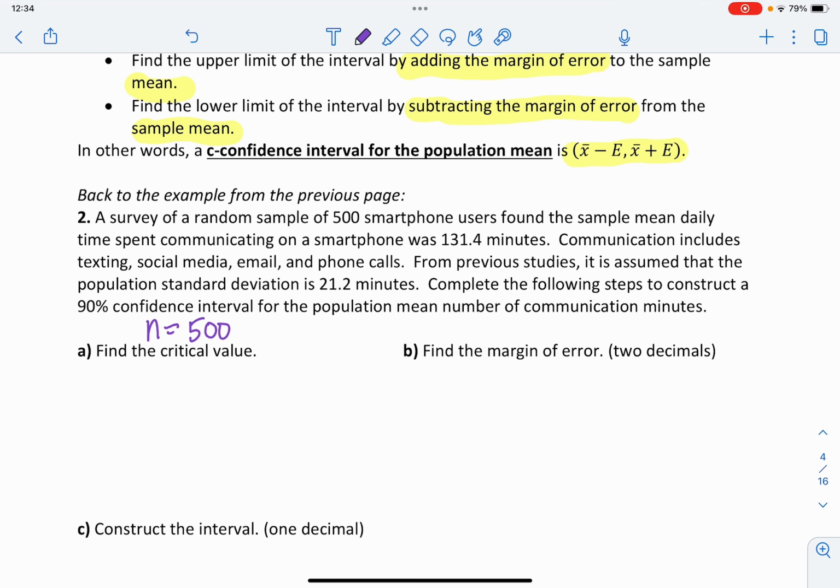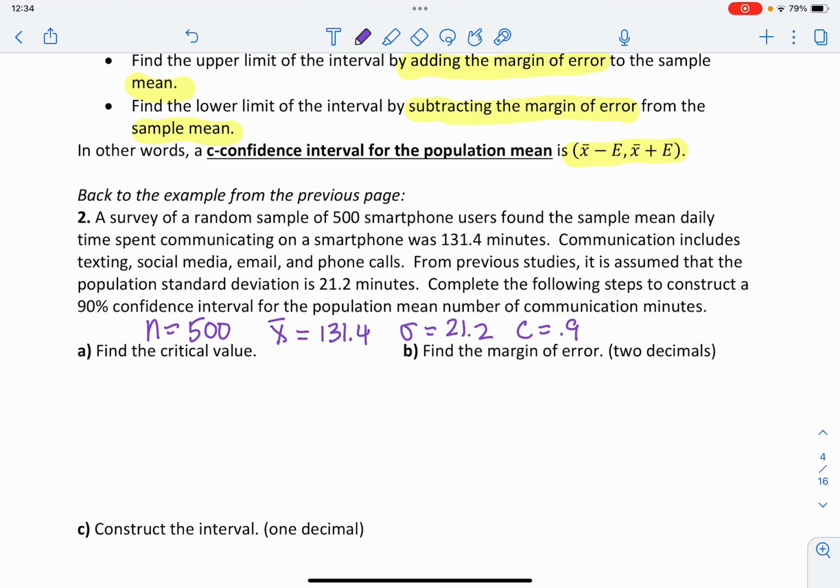The 131.4 is a sample mean. Remember that? That's x bar. The notation for sample mean is x bar. And then population standard deviation, sigma. We want a 90% confidence level, that's C, so C is 0.9, okay? So those are the four numbers that are given.